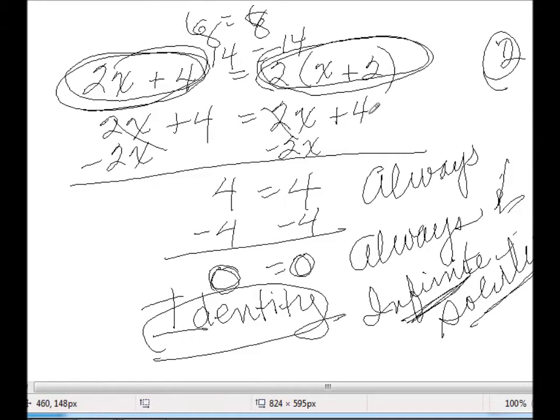So if you work a problem and to your surprise, the x's drop out, ask yourself, is what's left true or false? If it's true, like 4 equals 4, then you have an infinite solution. If it's false, like 4 equals 3, then you have an impossible situation and there's no solution. We will study this some more in Algebra 2, but for now, you try to assimilate it if you can.